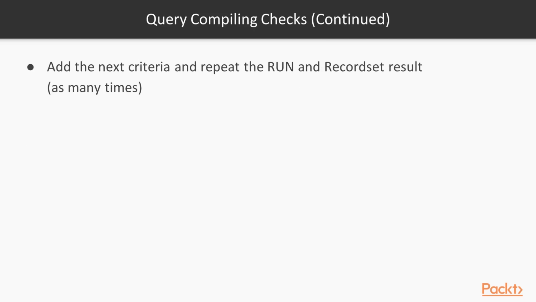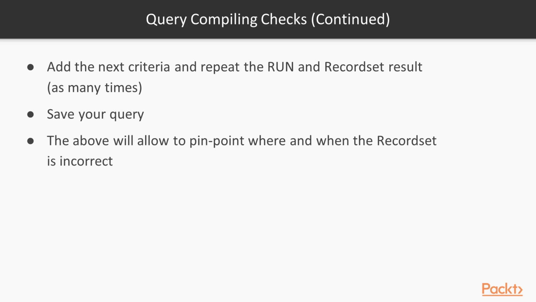Add the next criteria, repeat the run and record set check as many times as required. Each time it should reduce, but sometimes it may not, hence the checking here one at a time. Save your query, and the above will allow you to pinpoint where and when record sets become incorrect.